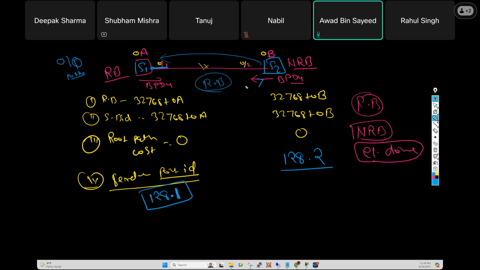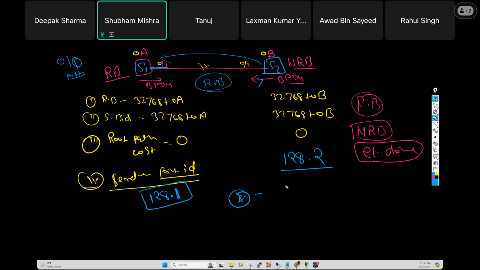When it sends the next BPDU, in that it will mention the root bridge ID, the first one, as that of switch one. Okay. Anyone else? Anyone have any different answer? No? Okay. Now see the answer.